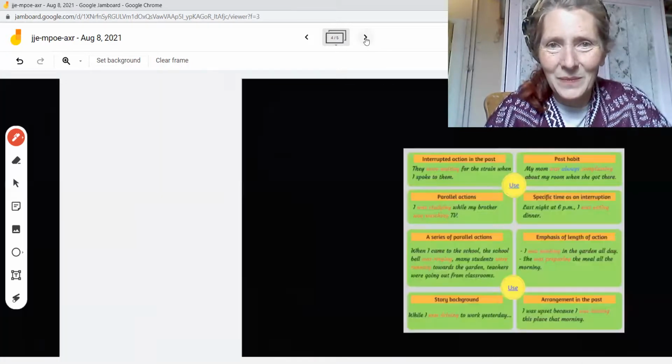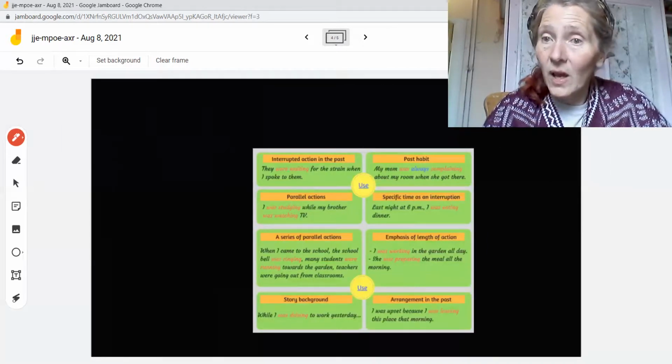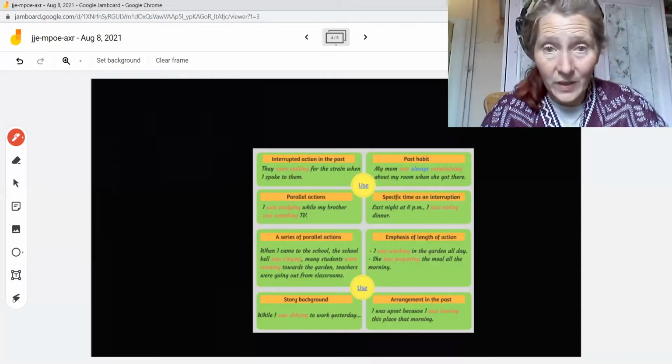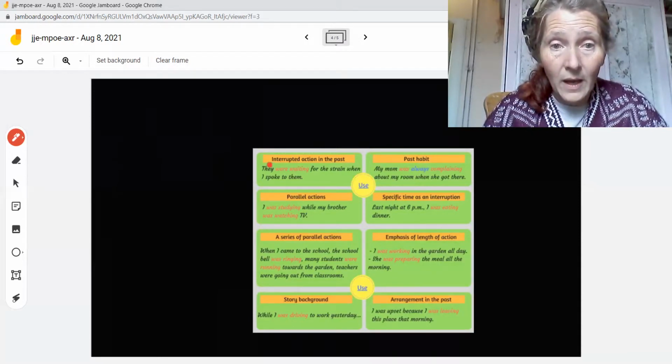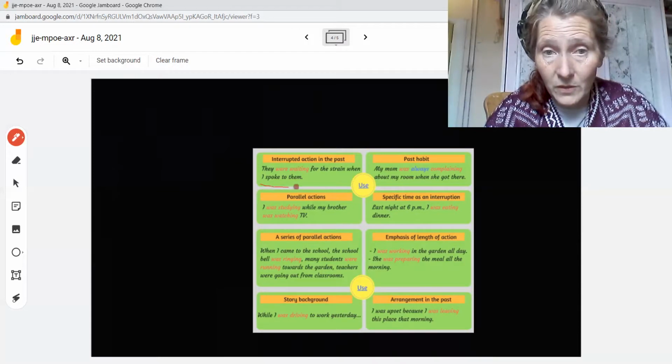Now, other uses of the past continuous. We've already talked about an interrupted action in the past. So we see here our example sentence. Just circle that.